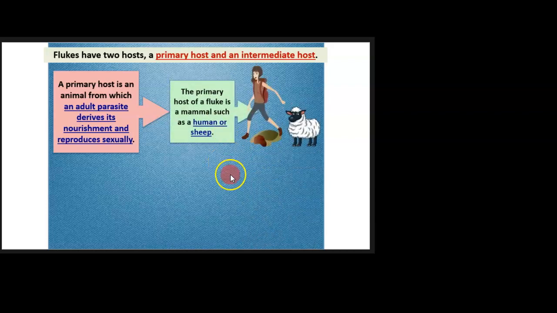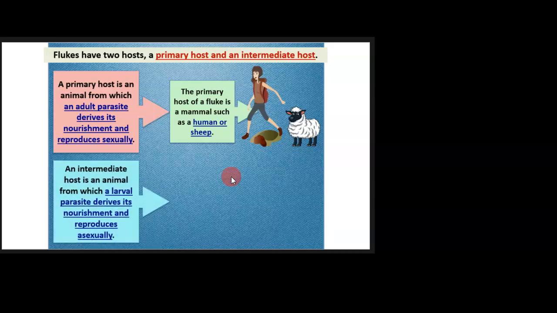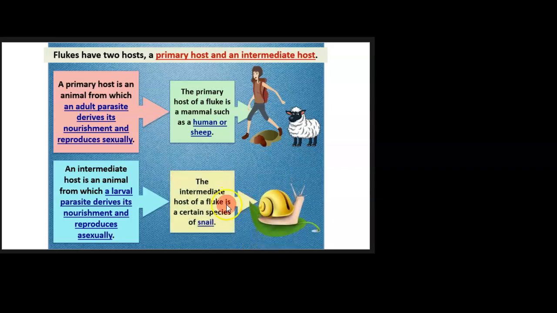As an example, the primary host of a fluke is usually a mammal, such as a human or a sheep. Now, as far as their intermediate host, how they get there, an intermediate host is an animal from which a larval parasite derives its nourishment and reproduces asexually, so by itself. An example of that, in this case, is that the intermediate host of this fluke is a certain species of snail. I'm going to go through the life cycle here in a second so you can see how this works.